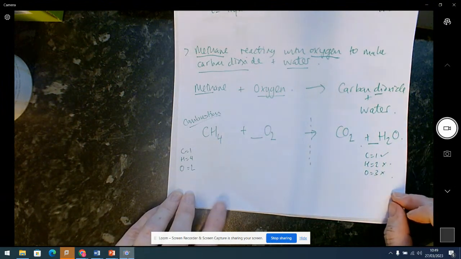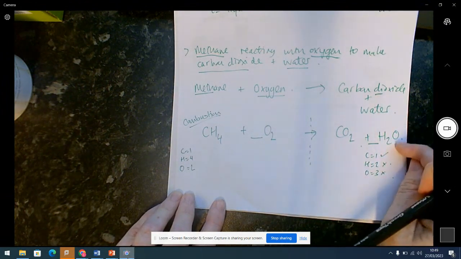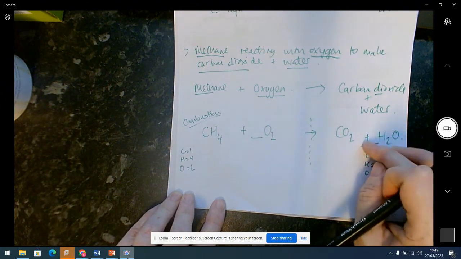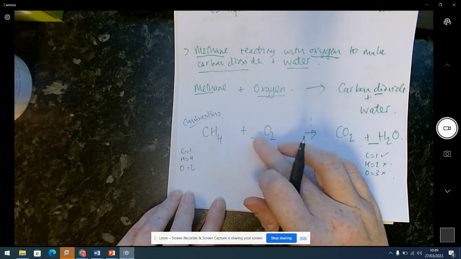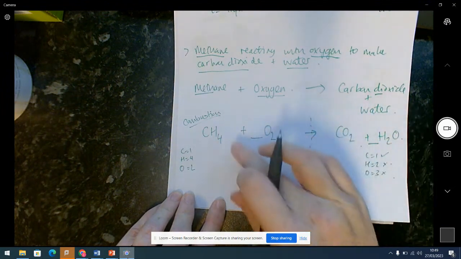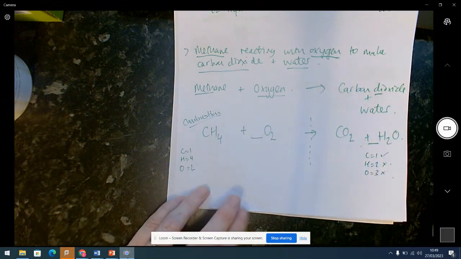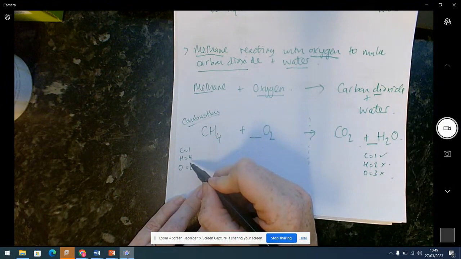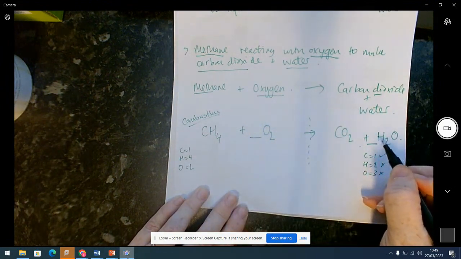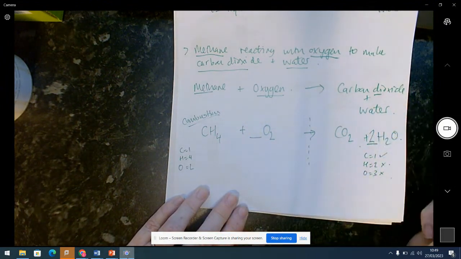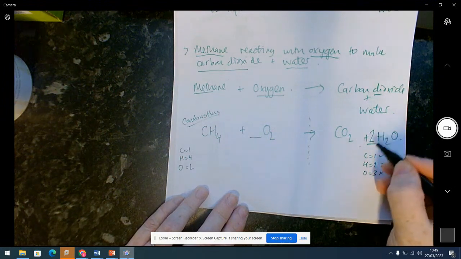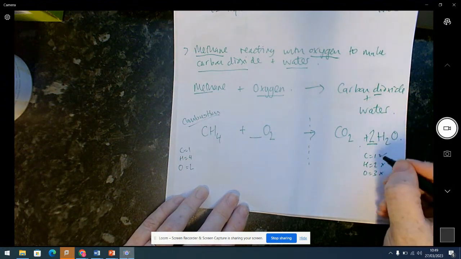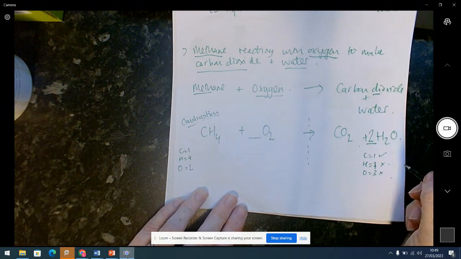So to balance this, the rules are quite simple. You can only add big numbers at the front of the formula. You cannot add little numbers or in between numbers. It can only go at the front. But as I said, they often give you the lines in front of where you'd expect the numbers to go. So here I've got 2 hydrogens. Over here I've got 4. So how do I make 2 become 4? Well, I want to therefore double the number of hydrogens. So I put a big 2 in front. That now gives me 4 hydrogen atoms.